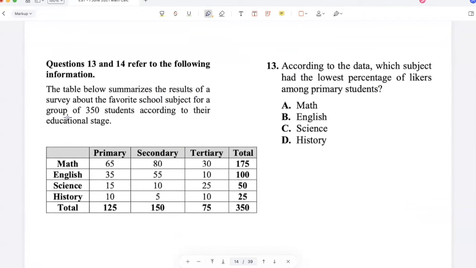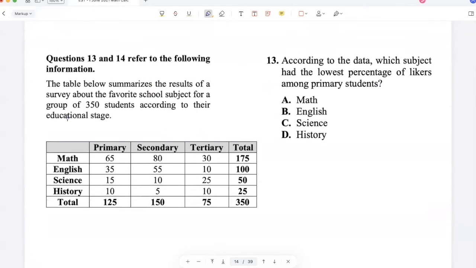The table below summarizes the results of a survey about the favorite school subject for a group of 350 students according to their educational age. According to the data, which subject had the lowest percentage of likers among primary students? Among primary students, which had the lowest percentage of likers? So that means, for example, math would be 65 by 125 in 200. English would be 35 by 125 in 200, and so on. So you will see that the lowest value would be for history, because history would be 10 over 125 in 200. So history.